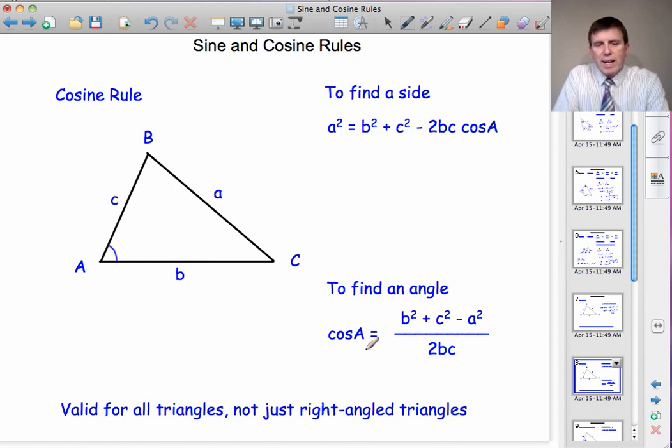If we try to find an angle, let's have a look at the pattern here. If I'm trying to find the cosine of angle A, it's this one squared plus that one squared minus the opposite one squared. So all the squares are on the top of this fraction, but the negative one is the one opposite the angle you're trying to find. Then we divide by 2 times one side times another side. Well, which sides are they? They're the two sides that are not opposite the angle, and that's what you've got to recognize and look out for.